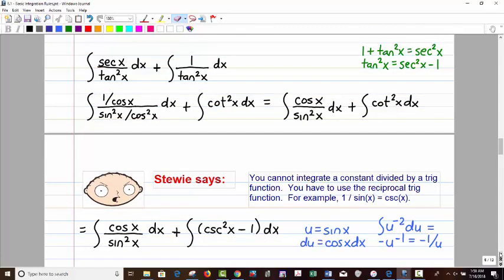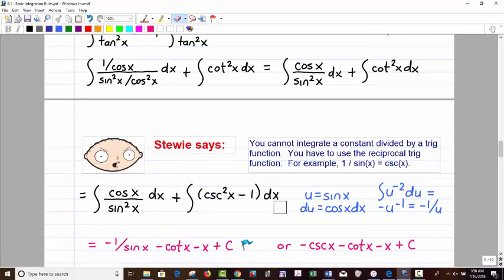It works like tan squared. Tan squared would have to be converted to sec squared minus 1 because sec squared has a natural antiderivative, meaning sec squared has the antiderivative of being tangent. So then you can integrate it. Same thing with cotangent squared. If you write it as cosecant squared minus 1, cosecant squared has a natural antiderivative of negative cotangent. And of course, the antiderivative of 1 is x.